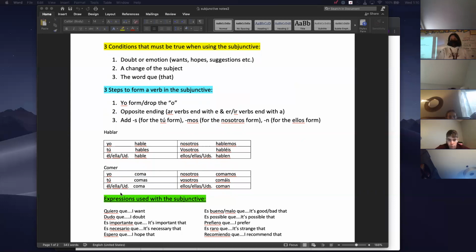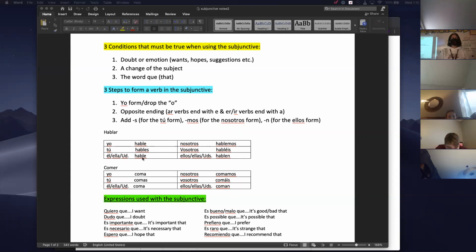Oh, I know he's there. I saw it. Go ahead, Joel. What do we notice about the yo form and the él form? Look right here. Yo form, hable. Él form, hable. Wait, drops the O? Yes, but look specifically. What's the difference between hable and hable? Yo hable and él hable. Don't overthink it. What's the difference?